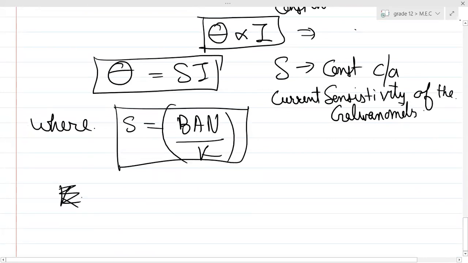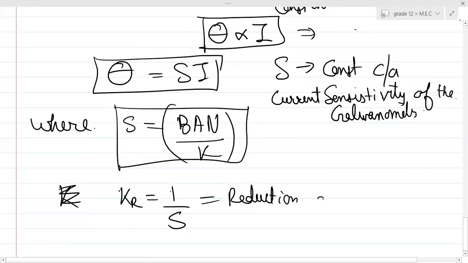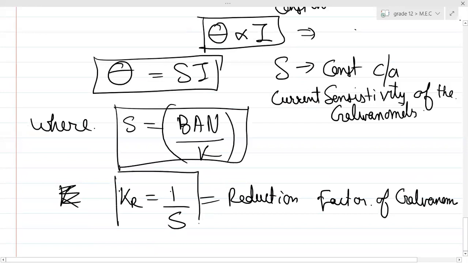So there is one more factor, which is 1 upon S, which is basically called the reduction factor. It's basically the reciprocal of sensitivity. It's called the reduction factor. Sensitivity, sorry.